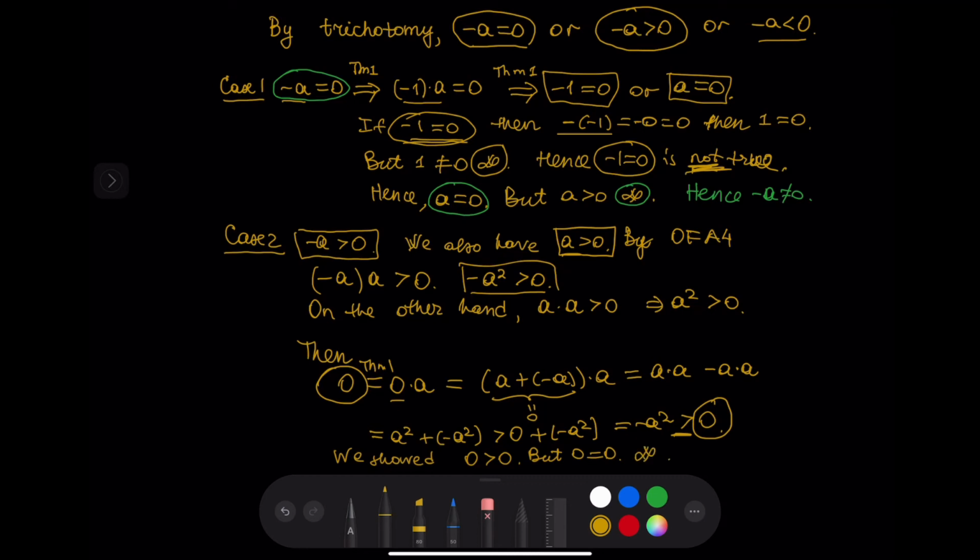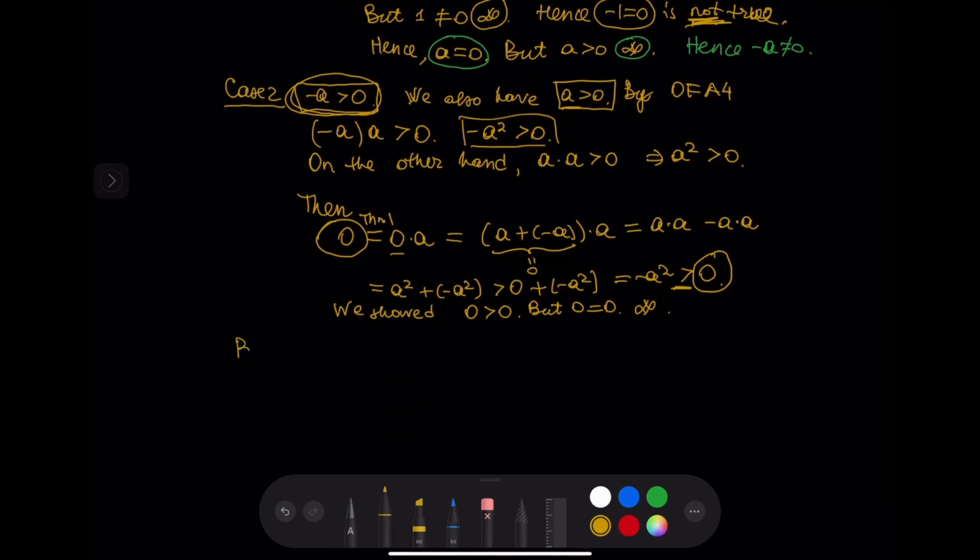So case 2, negative a greater than 0, is not true. So by trichotomy, we now must have that negative a is less than 0. We eliminated the other two possibilities, so negative a is less than 0. So that's the proof of the first portion of the first statement of the theorem.